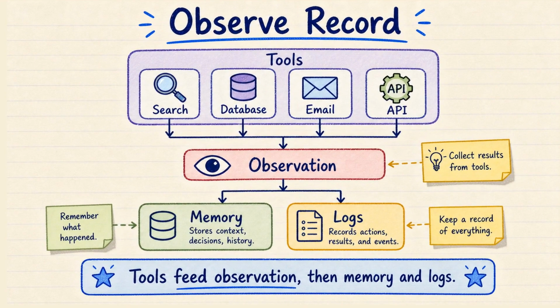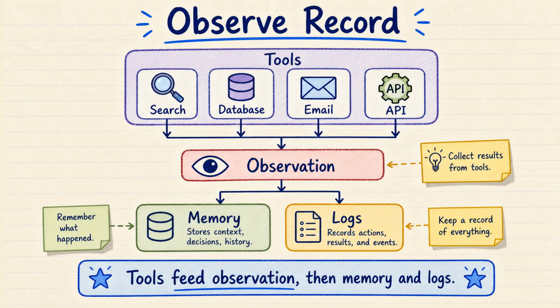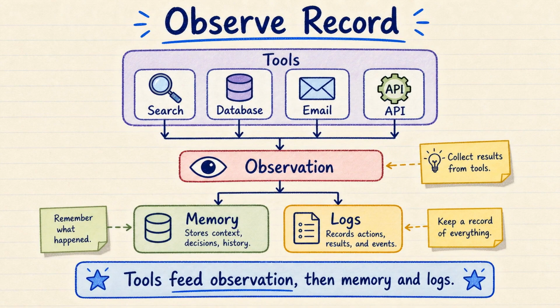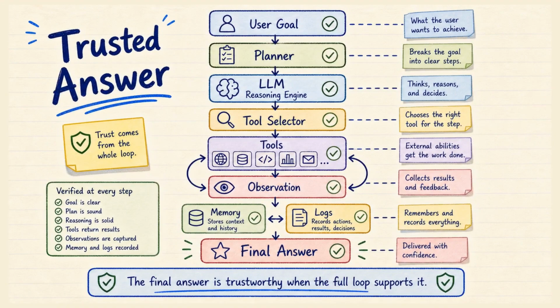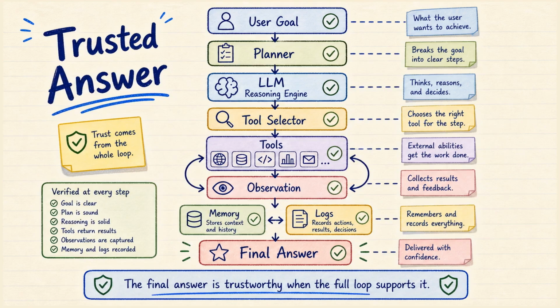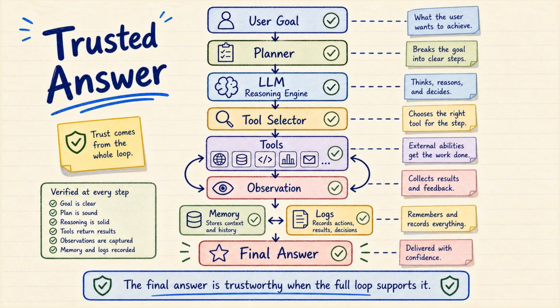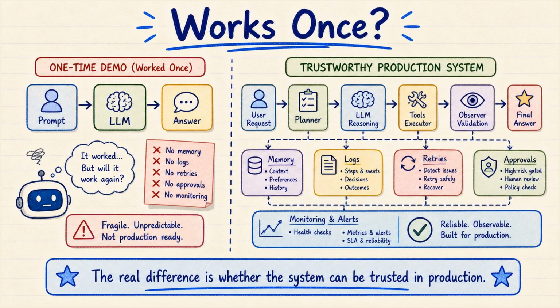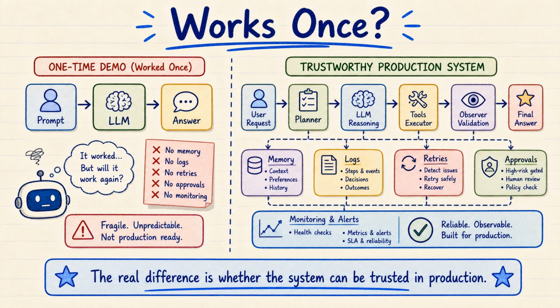After the call, observation reads the result, and memory plus logs record what happened, so the next step stays grounded and traceable. Only after that loop is complete should the system produce the final answer. That answer is trustworthy because it is backed by planning, tool use, observation, memory, and logs, not just by fluent language. Here is the senior level takeaway. A beginner builds an agent that works once. A senior builds an agent that can be debugged, monitored, retried, and trusted in production.